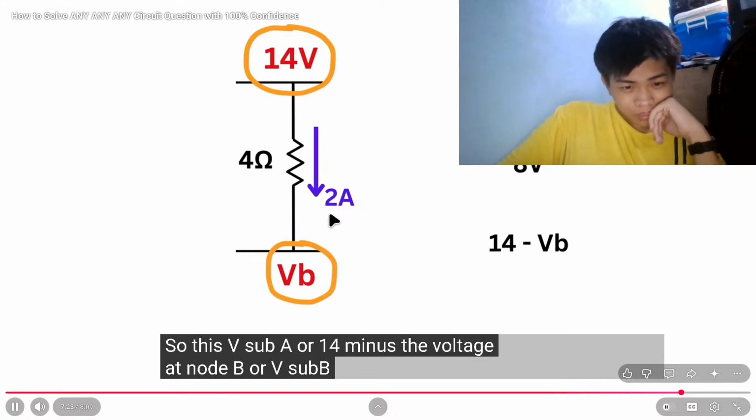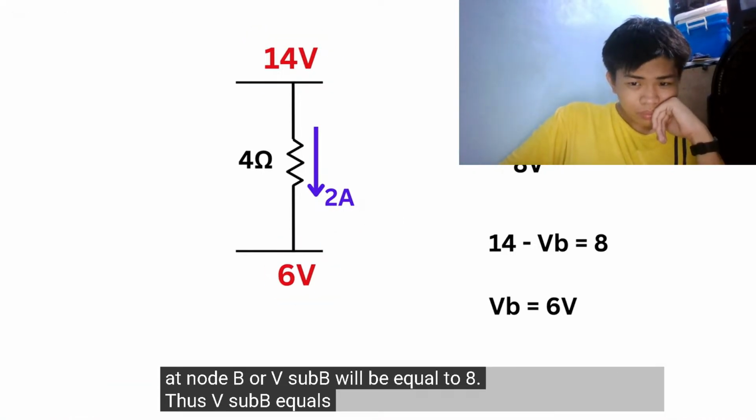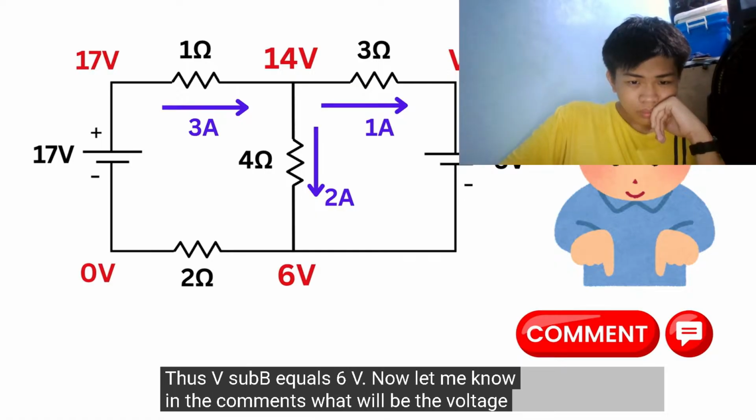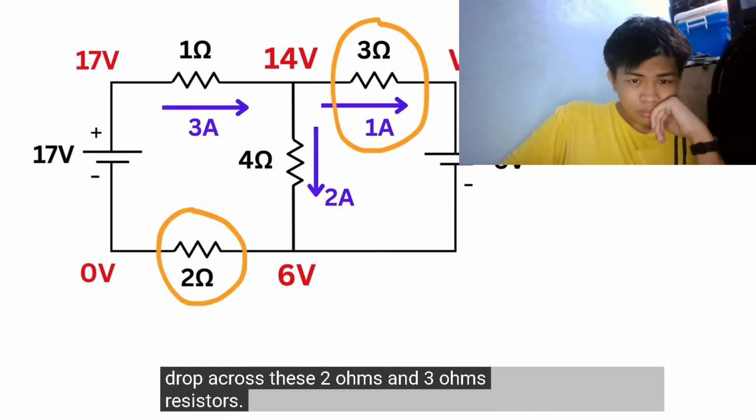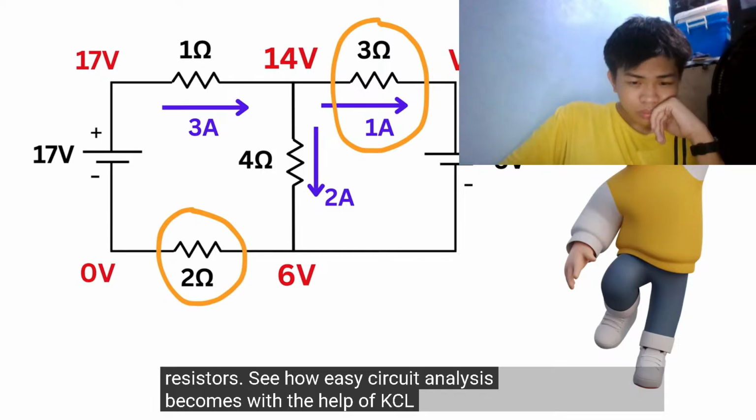Node B, or V sub B, will be equal to 8. Thus, V sub B equals 6 volts. Now let me know in the comments, what will be the voltage drop across these 2 ohms and 3 ohms resistors? See how easy circuit analysis becomes with the help of KCL and KVL.